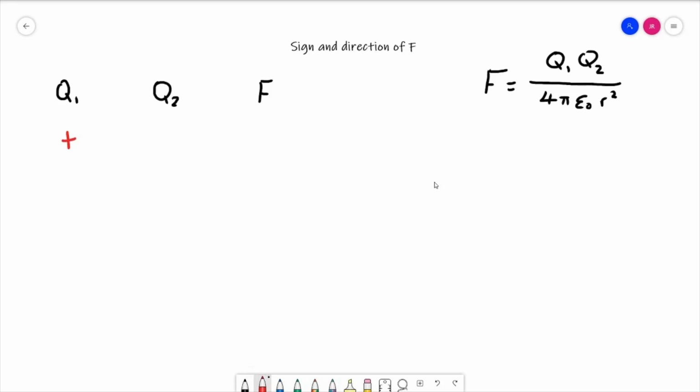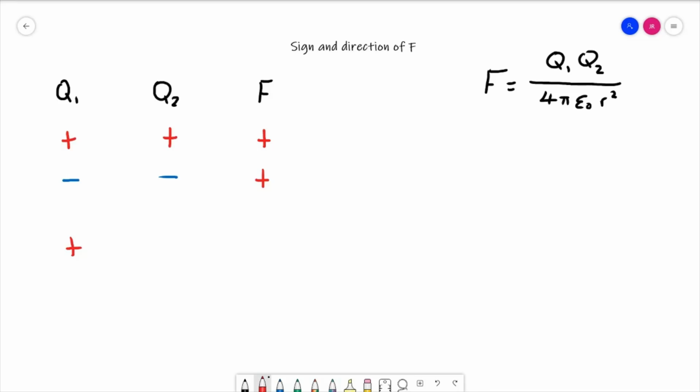Let's see what happens when we make both Q1 and Q2 positive. Well, we can see from the equation on the top line that we're taking two positive numbers and multiplying them together. That will therefore give us F as positive. If we take Q1 and Q2 as both negative, on the top line of our equation, if Q1 and Q2 are both negative and we multiply them together, we get F once again being positive.